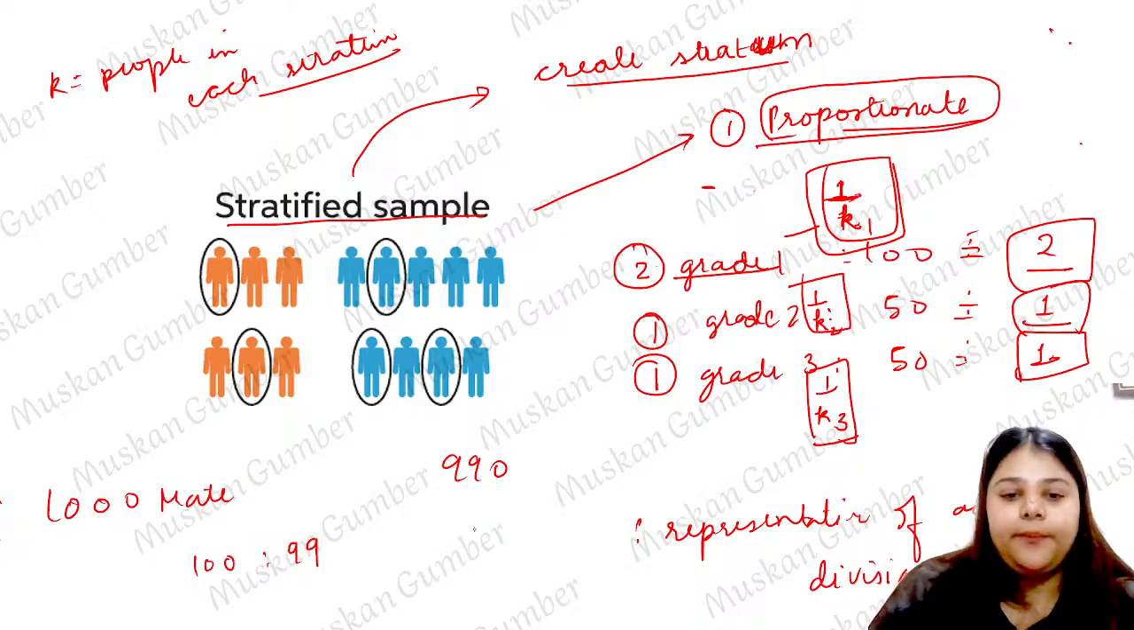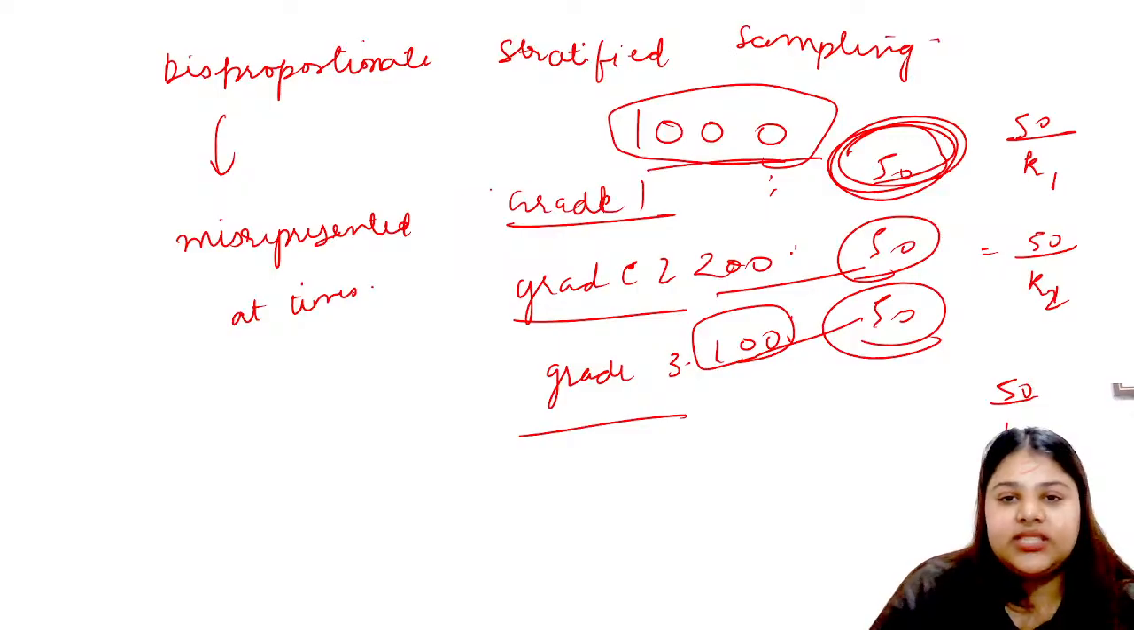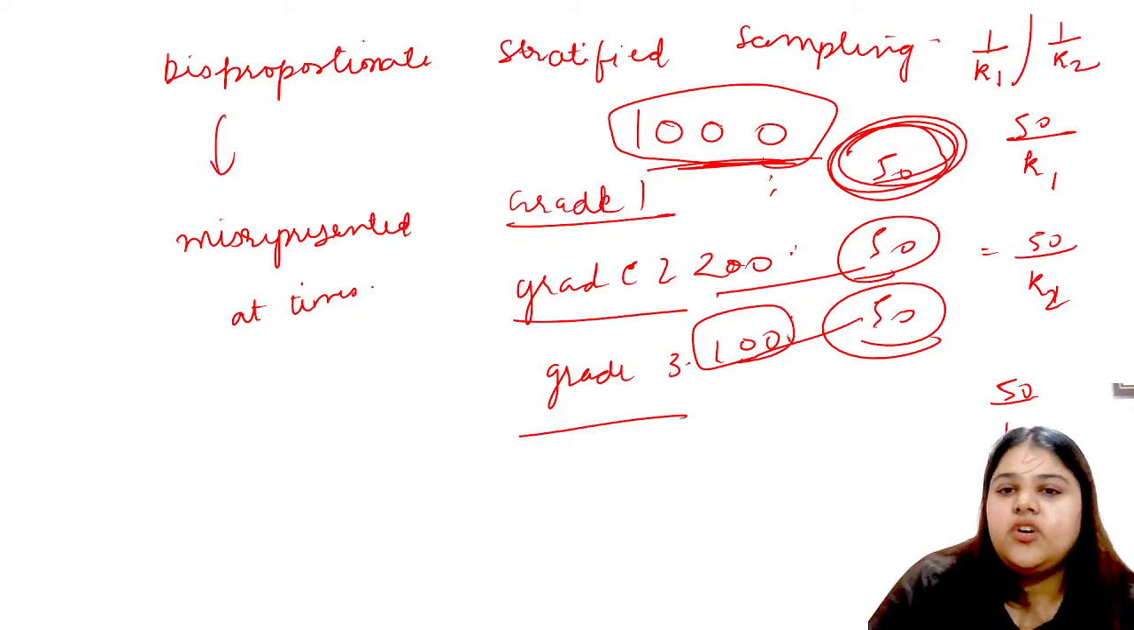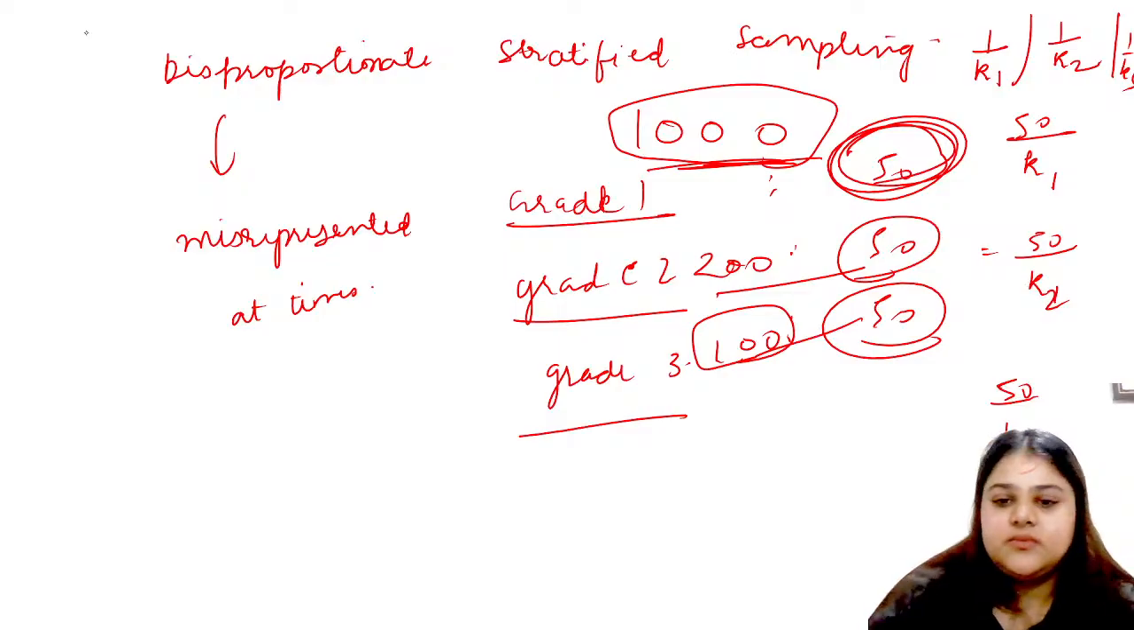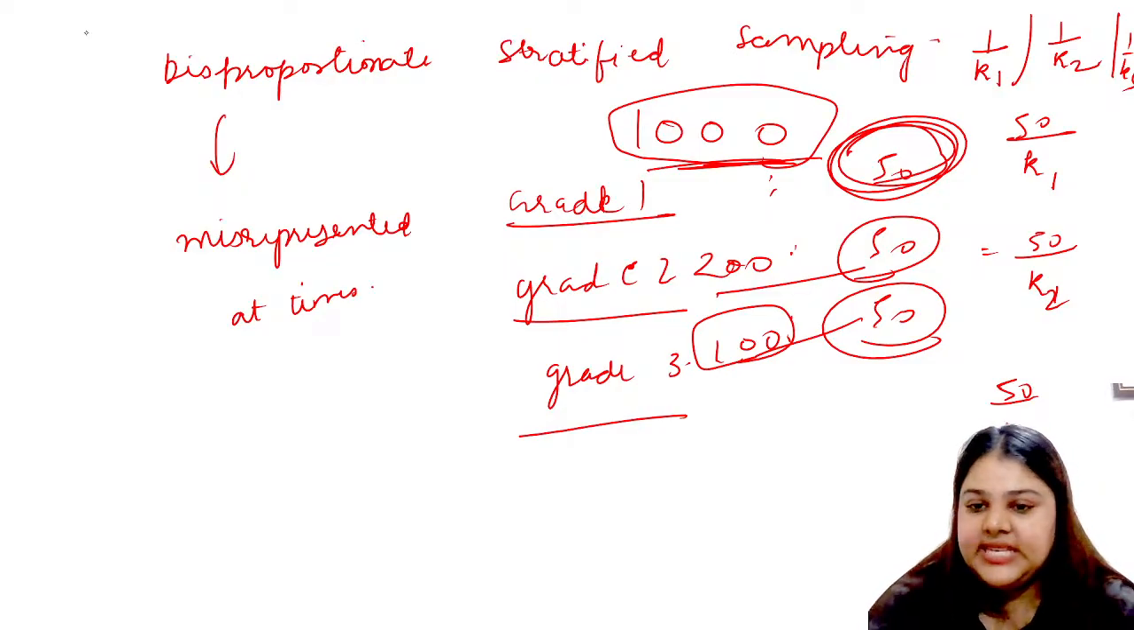So for example, if there are 1000 students in grade 1, then I can calculate the probability of all of these 1000 students getting selected as 1/k1. Then 1/k2 for grade 2, 1/k3 for grade 3, etc. Make sense?